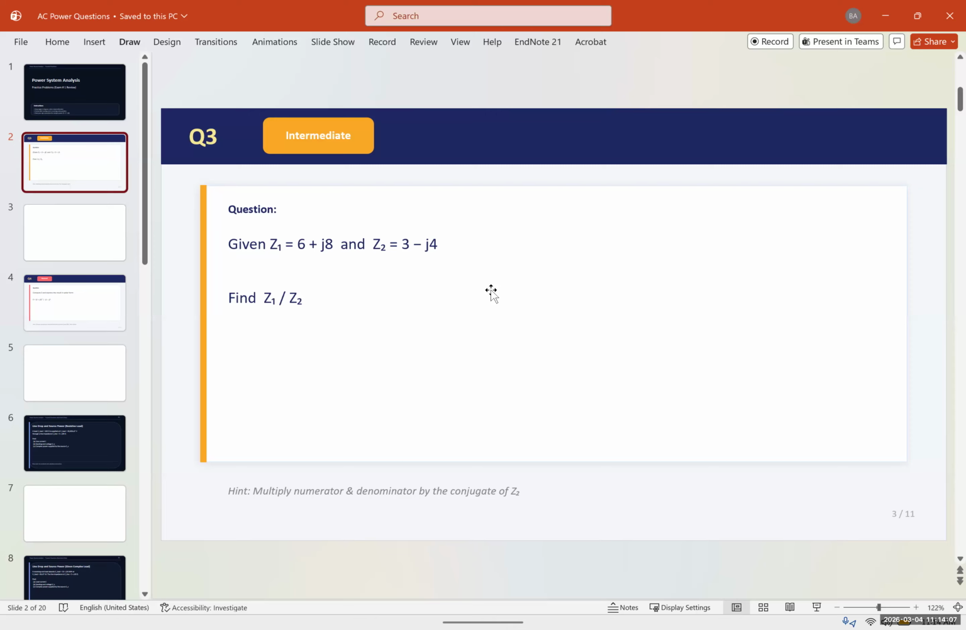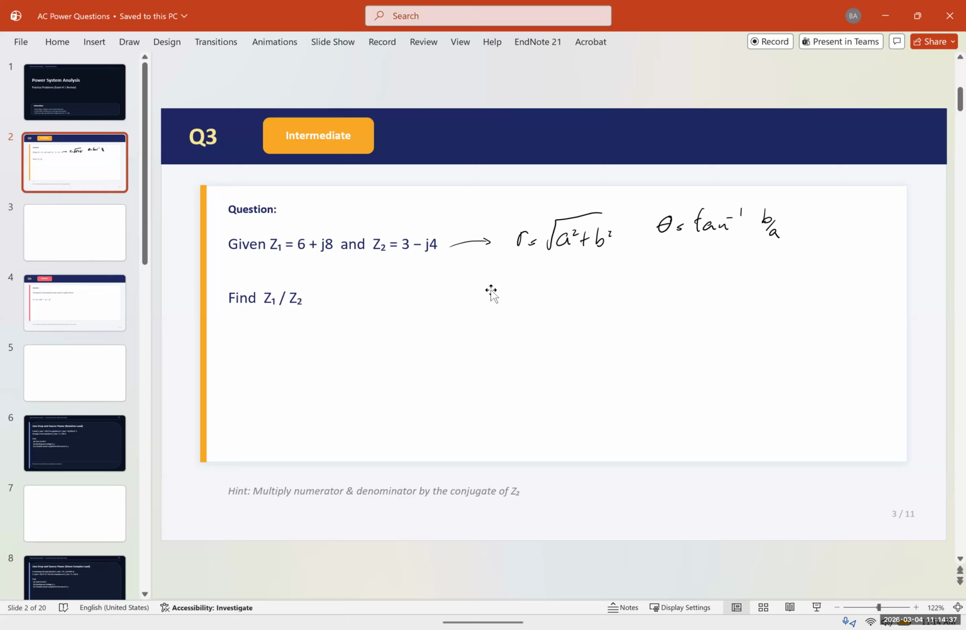So there are two ways to solve this. The first way to solve it is to convert this to phasor mode. So 6 plus j8, R is going to be equal to square root of A squared plus B squared, and the theta would be equal to tan inverse of B over A. And when you find that, you can easily divide them.